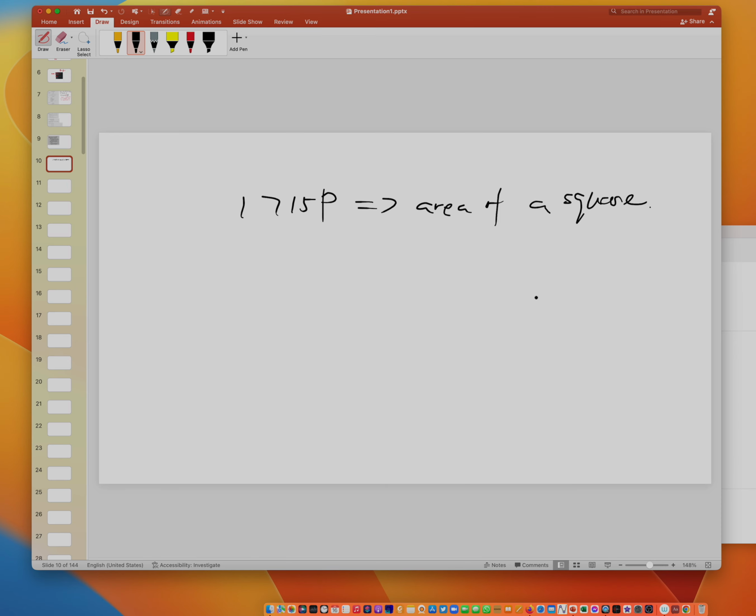Okay, so basically, the question is phrased in such a way that this needs to be square rooted. So this is what the question means. In the past, the question always tells you this 1715 times p is going to be a perfect square, right? Remember?